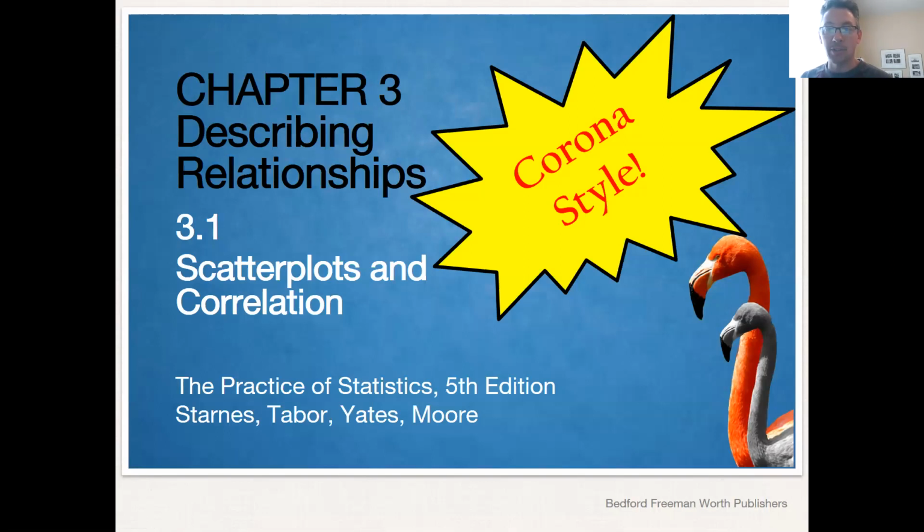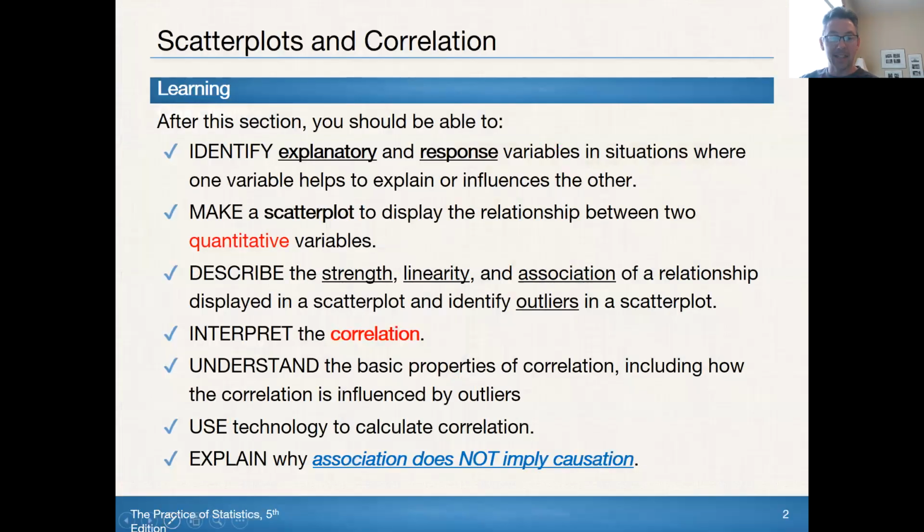Chapter 3 is all about describing relationships. We're looking at what's called scatterplots. I know you've seen scatterplots many times. We're going to be looking at how those work, how we describe them, and how we create them. So some of the main things that we'll be doing here in this section, I'm going to highlight some of them.